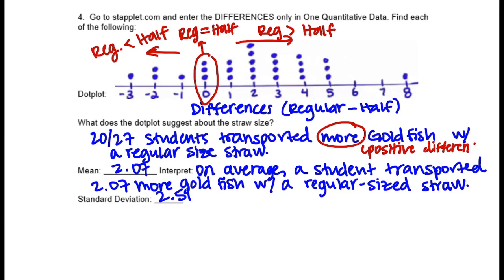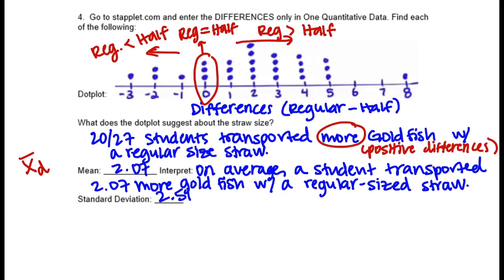So the order that we subtract really makes a difference in how we interpret the results. And then for our mean, on average, the student transported 2.07 more goldfish with a regular sized straw. Now I want to use some notation before you get too far into your activity. So first, the mean, this is the mean from a sample, but it's the mean difference.